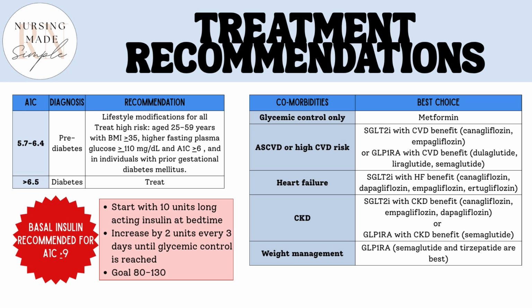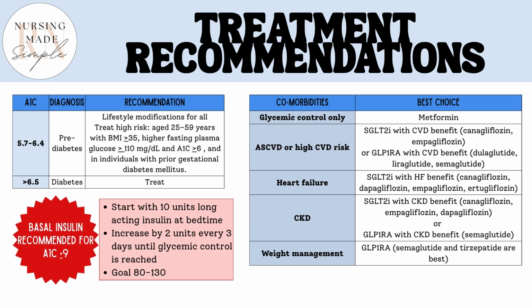The recommendation is going to be to start them on some sort of oral medication or injectable medication, such as metformin or a GLP-1 or an SGLT2, depending on the patient specifically. But it's also going to be recommended to go ahead and start basal insulin for that patient. So at any point that a patient has a hemoglobin A1C of greater than or equal to 9, it is recommended to start basal insulin.